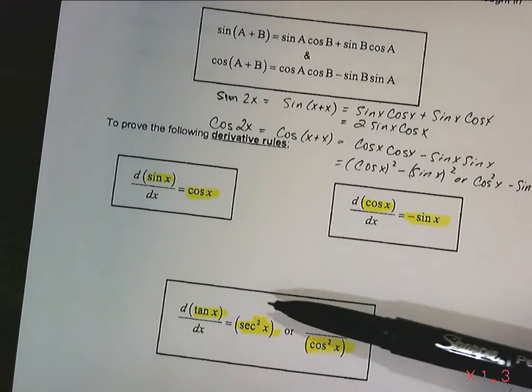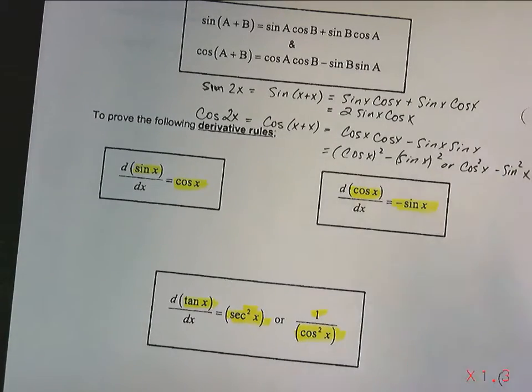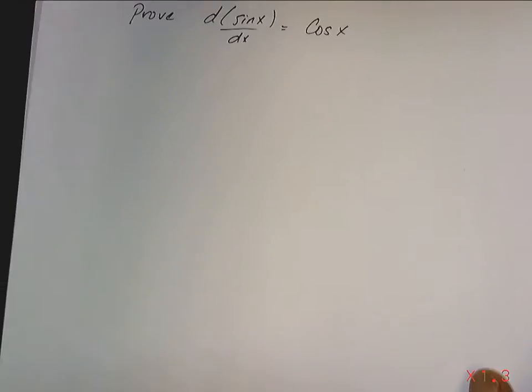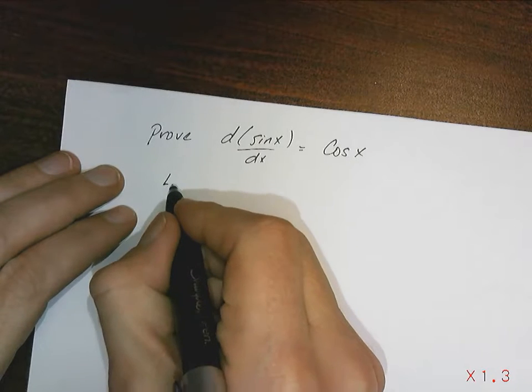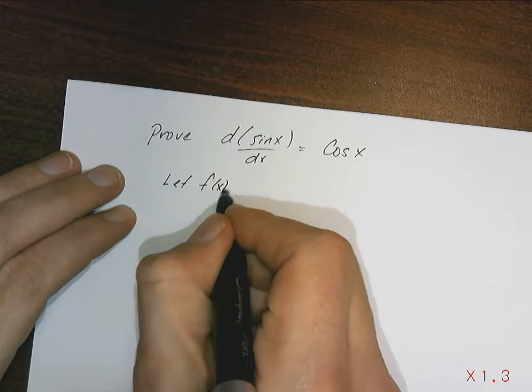Now this sort of feels kind of flat to me. I have no reason to believe this other than someone's telling it to me, so I'm going to do a proof for it. I'm going to start off with a proof, proving that the derivative of sine x, where f of x equals cos x. So we're going to let f of x equal sine x.